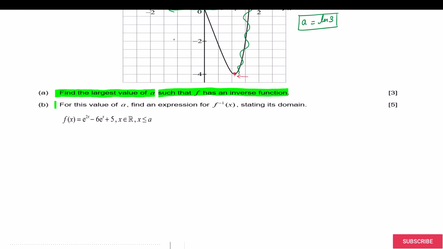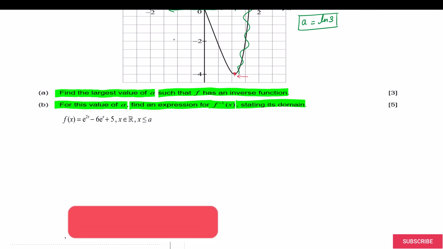So the b part: for this value of a, which is ln 3, find an expression for f inverse of x, stating its domain. We will find the inverse first, and the domain is whatever the range for f(x) is, same as the domain for f inverse x. But first of all we will find the inverse function.